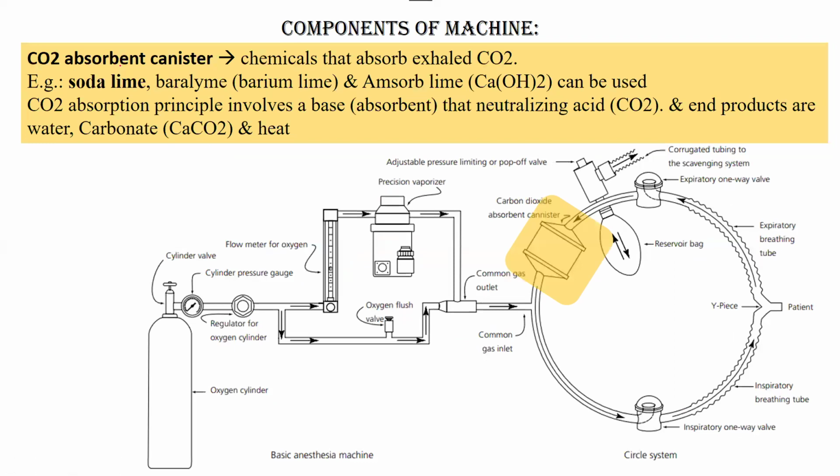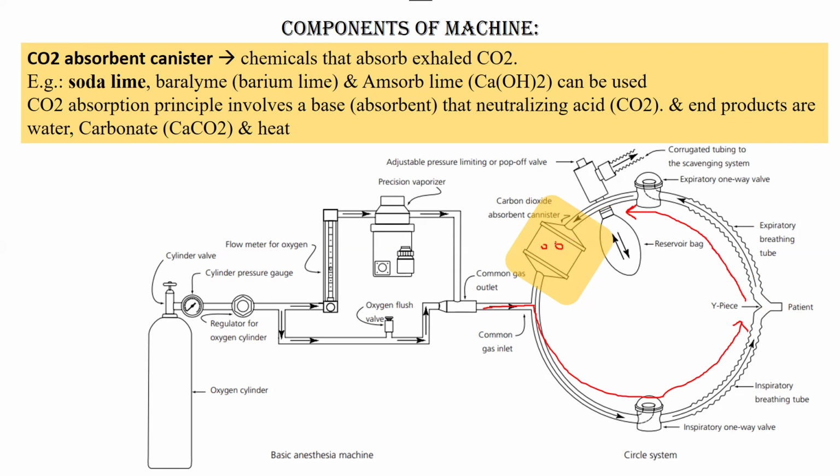Next, we have the carbon dioxide absorbent canister. Basically, it is a chemical that absorbs exhaled carbon dioxide. Because you can see over here that when the gas comes out of the common gas outlet, it moves in this direction into the patient during inspiration, and during expiration the animal breathes out, and the carbon dioxide moves in this circuit and comes to this direction, and this is the carbon dioxide absorbent canister.